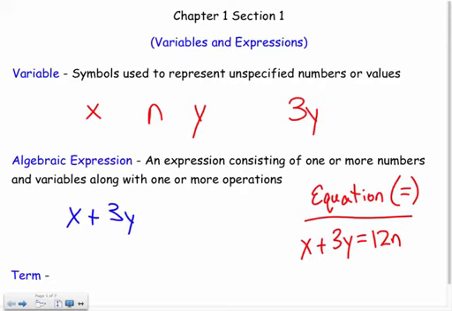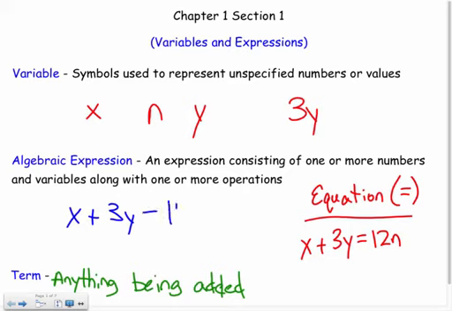And then our last term down here is term, actually. Well, a term in math, I always think of it as anything being added. And I'm going to add another part that someone said, minus 14. Okay. So if I look at this expression right here, let's take a look at my terms.